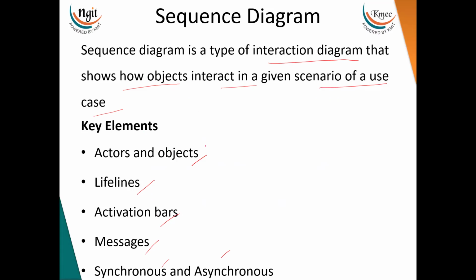When I say actors and objects, they represent the users and system components. An actor is like the user, an object is some system component. Clear? So these will interact in a sequence. Then lifelines are vertical dashed lines, which show you the existence of an actor or an object.